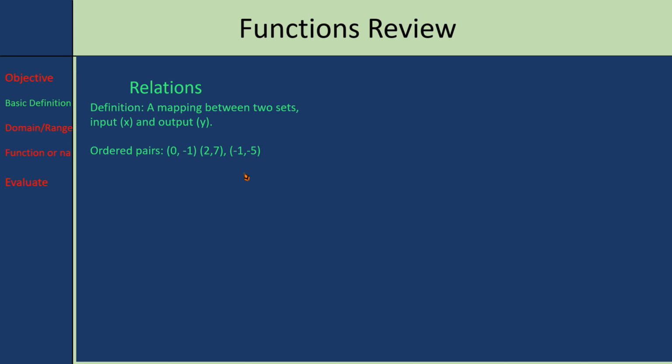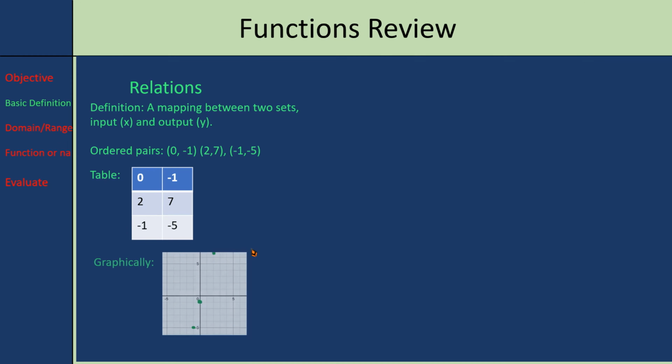And ordered pairs is one way of representing that. Another would be with a table. So here's a table. It's the same values. You put in 0, you get -1. Put in 2, you get 7. Put in -1, and you get -5. And you can do this graphically. On a graph, they can put the dots on there to show you a relation as well. So you have here 0, -1, 2, 7, and -1, -5.